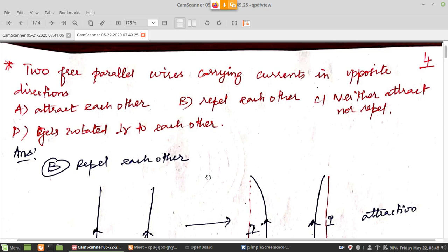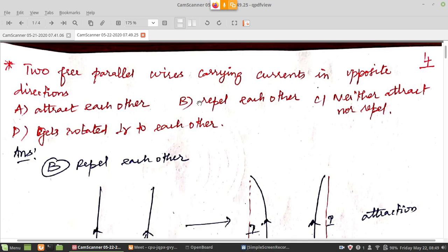Right. The force between two parallel conductors, we already studied, right? So there is a question on that, you try to answer. Actually the answer is also there. Two free parallel wires carrying currents in opposite directions, what will happen? That is the question here.